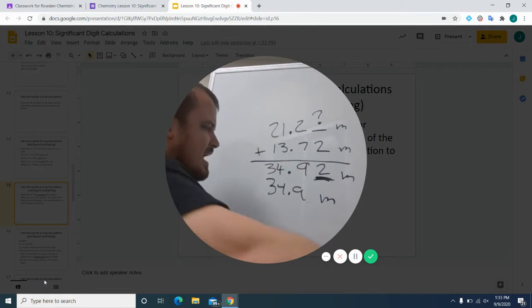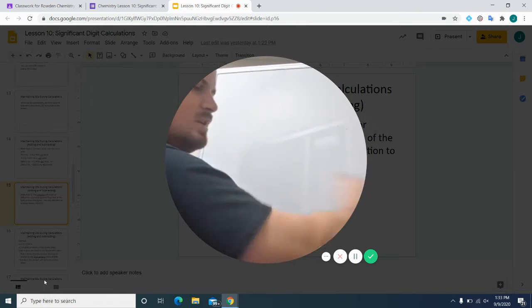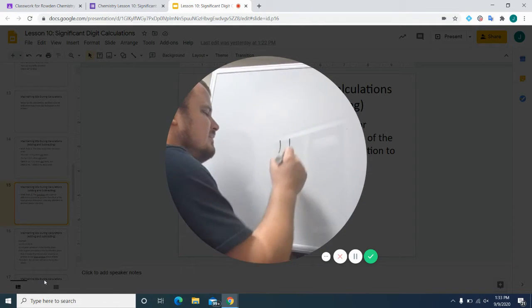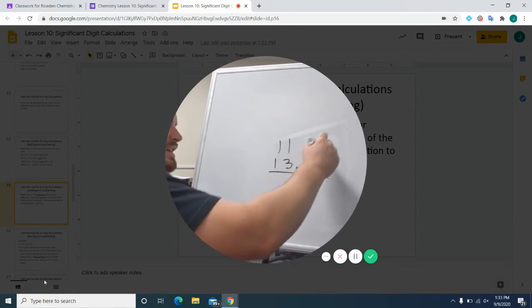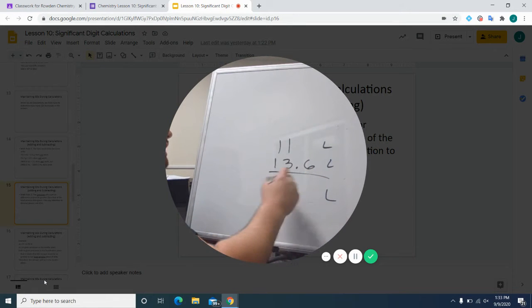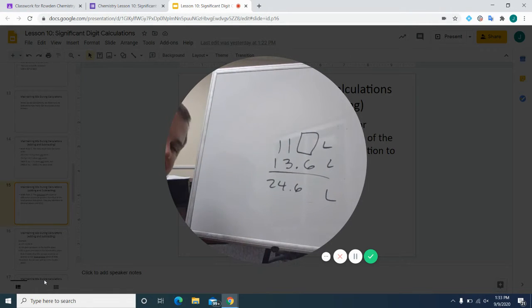Okay, another example, if you had, let's say, 11 and then right here we have 13.6. Say it's liters. So we get liters and we end up with 24.6 liters. However, did we know what was right here in this decimal place? Not on the 11. So since we don't know what was right there, we're not allowed to know what was right there. So make that go away. But if you make a 6 go away, you'll round it up. So we'll say our answer is 25 liters. Okay, that's how this works.